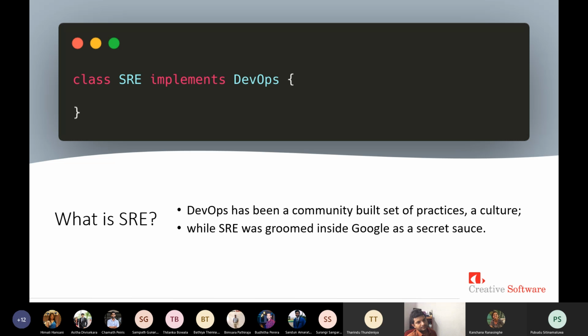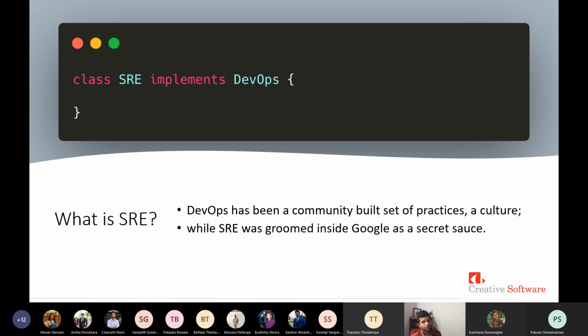When we talk about DevOps, DevOps has been a community built set of practices. So it's like a set of best practices. The DevOps concept has a proper structure on maintaining cloud infrastructure, or how to properly maintain the CI/CD pipelines, the deployments, how to monitor the systems, how it works. These are a set of best practices under DevOps. It's more like a culture. And when we talk about site reliability engineering, it actually implements these concepts or the best practices, which we call DevOps.